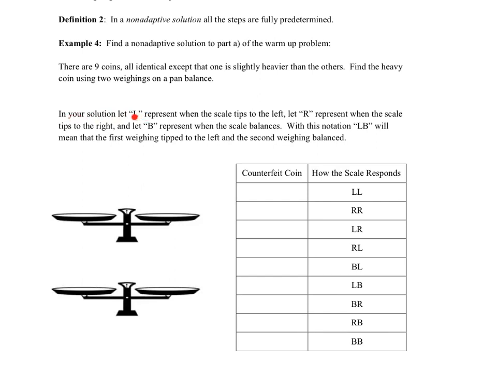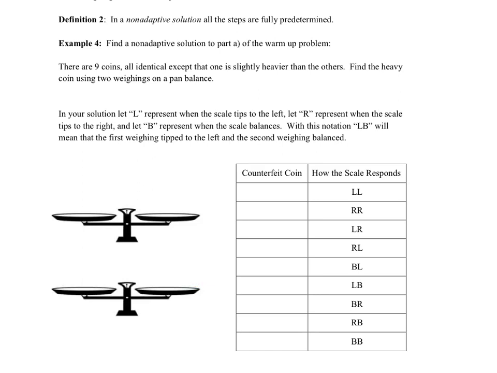In our solution, we're going to let L represent when the scale tips to the left, R when the scale tips to the right, and B when the scale balances. Because we have a pan balance, it can go either way, or the weight can be the same. With this notation, if you stick an L and a B together, what that's going to mean is that for the first weighing, if we have 2 weighings, it's going to tip to the left. So that L there means that this side is coming down. And the B means for the second weighing, it balances out.